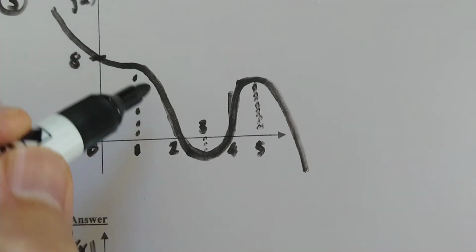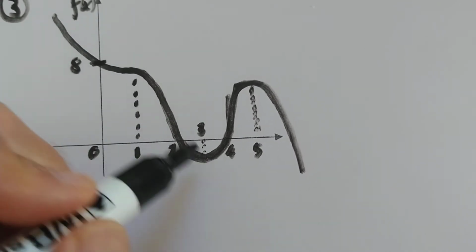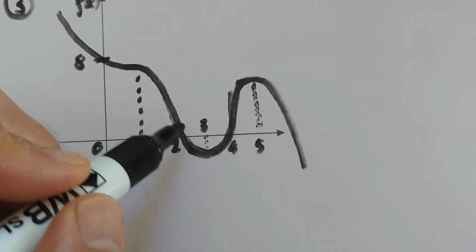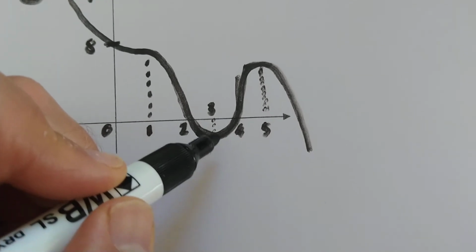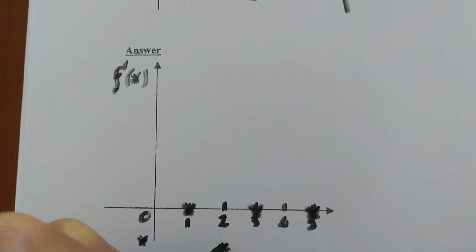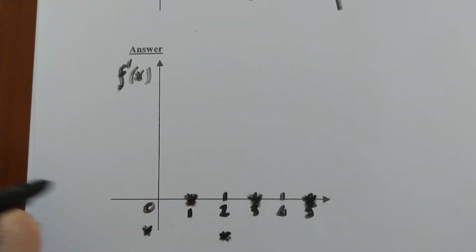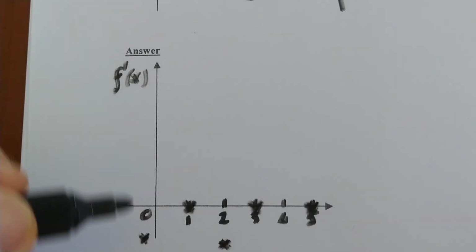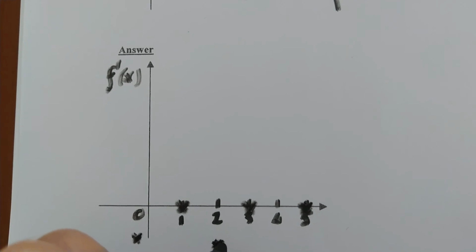Between 1 and 3, not between 1 and 2, but between 1 and 3, the gradient is negative all the way. So between 1 and 3, I'll have a negative gradient. I'll just mark a point again below. No scale on the y-axis here, but I do know it's negative, so it's below here.